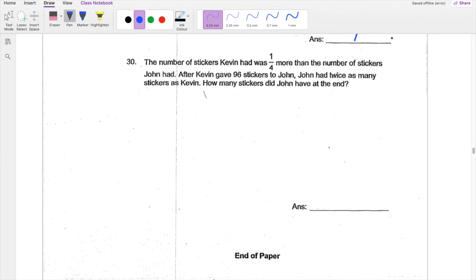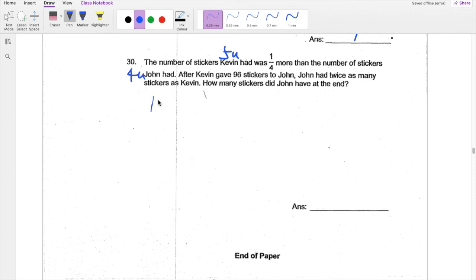Okay, let's see question 30. The number of stickers Kevin had was 1/4 more than the number of stickers John has. Right? When we see this kind of thing, like previously when I want to give you 3/7 of my things, we can assume here very easily. We assume John has 4U, so Kevin has 1/4 more than John, which is 5U, right? He said after Kevin gave 96 to John, John has twice as many stickers as Kevin. How many does John have at the end?